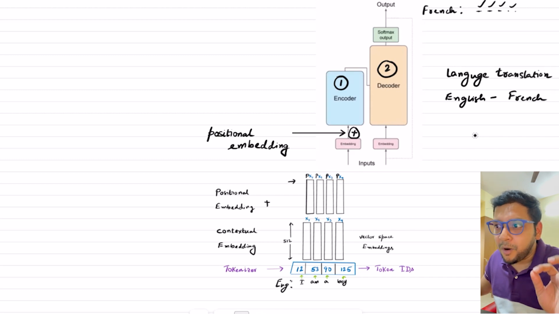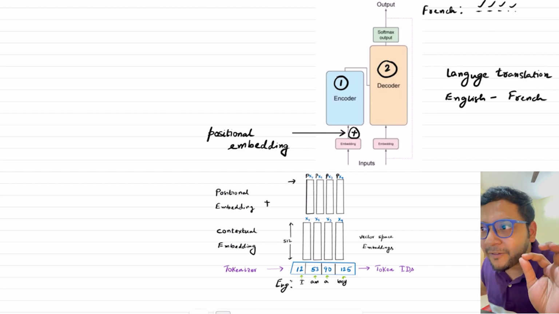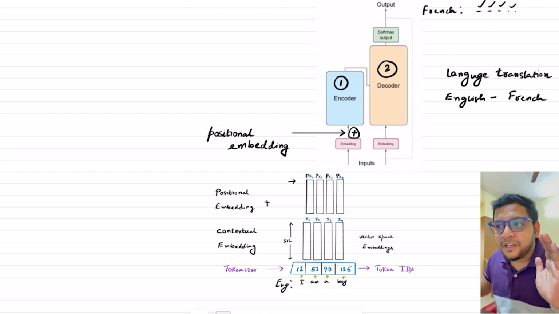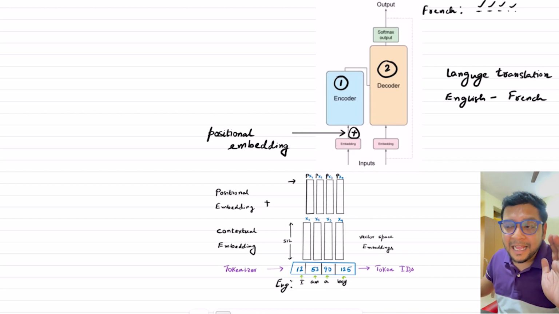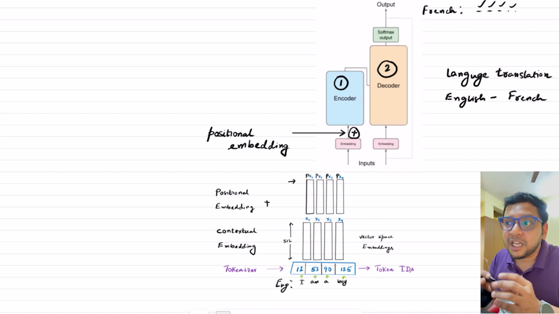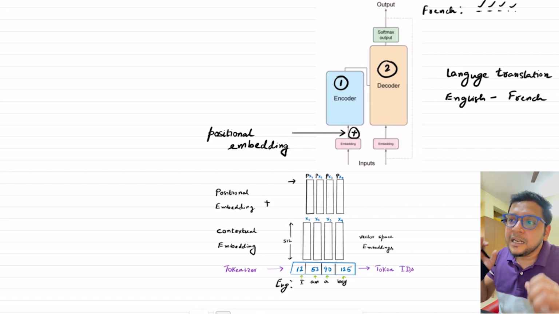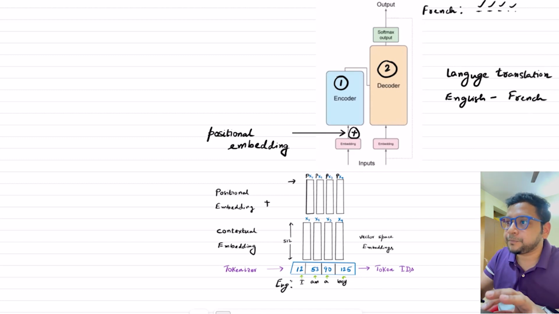First of all, the word English has been converted to a number, and this number has been converted to a vector space. First of all, it is converted to a contextual embedding, and then also with respect to the position, that is where our word is with respect to the other words in that sentence, we are also converting that into a positional embedding, that is a positional vector space. Now the contextual vector space and the positional vector space are concatenated or added together, and that is given as an input to the encoder.